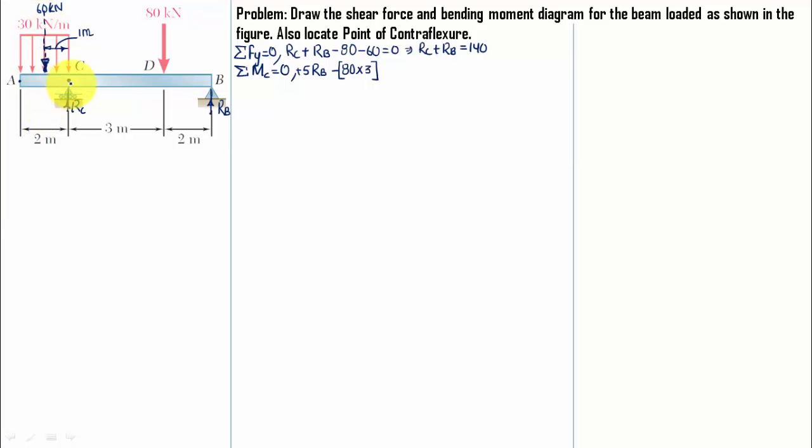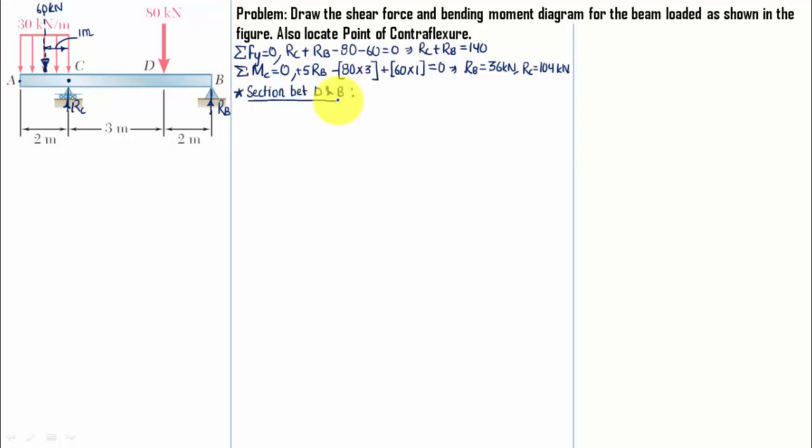So 60 multiplied by 1, anticlockwise moment, and all of this is going to be equal to 0, and you just need to solve this equation to get the value of RB, which works out as 36 kilonewtons. You just need to put this value 36 over here so that we can have the value of RC, which works out as 104 kilonewtons. That's it.